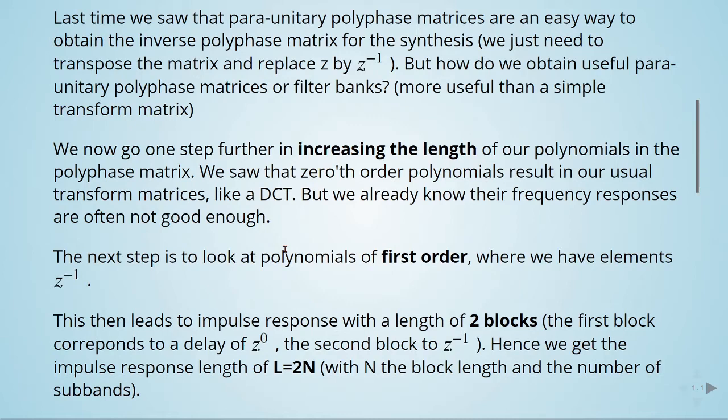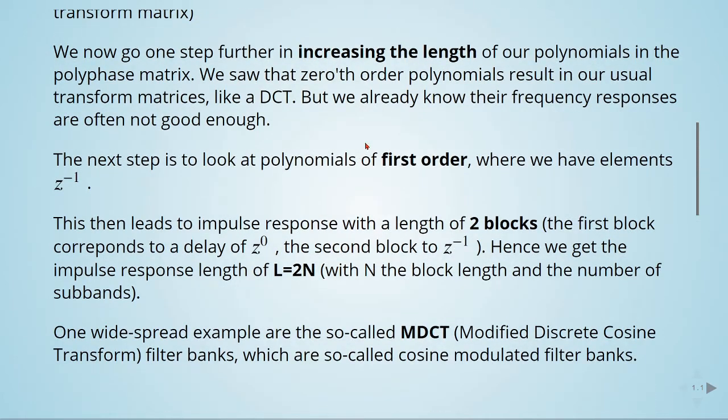We saw that the zeroth order polynomials result in our usual transform matrices like a DCT, but we already know their frequency response are often not good enough. The next step is to look at polynomials of first order, where we have elements of z to the power of -1. Then this leads to impulse response with a length of two blocks. The first block corresponds to a delay of z to the power of 0, and the second block to the z to the power of -1.